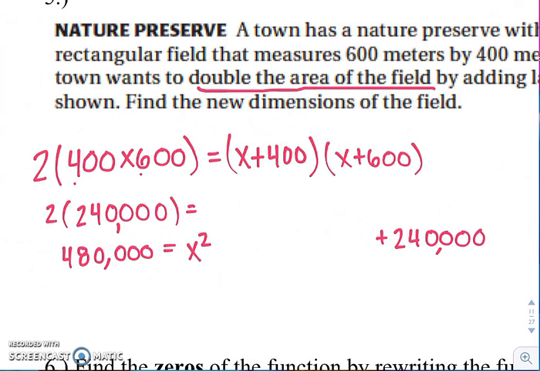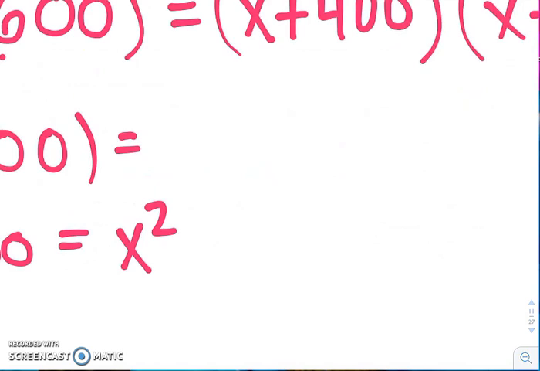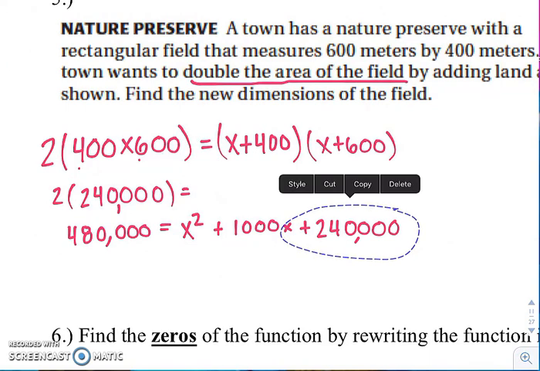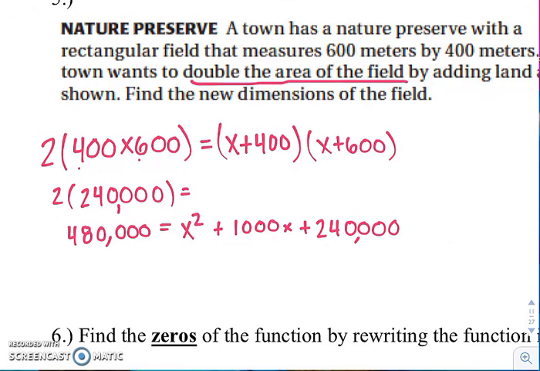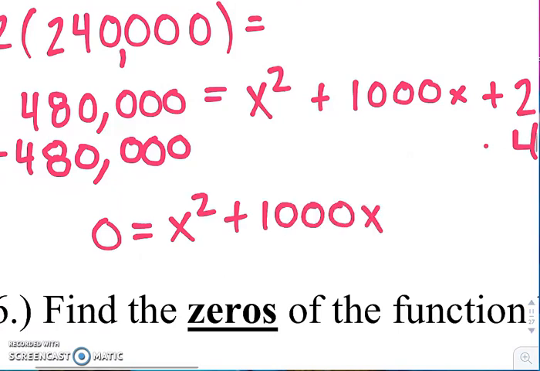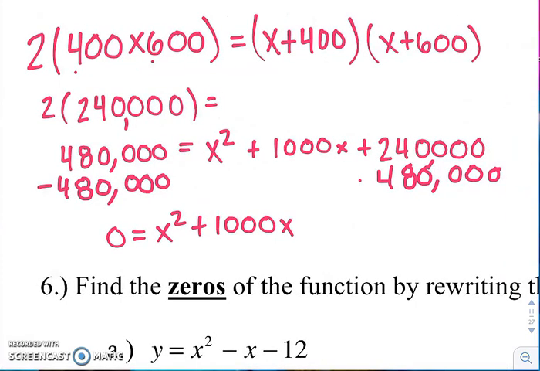And 400 plus 600 is 1,000, so 1,000x. So x squared plus 1,000x plus 240,000. I'm going to subtract my 480,000 because, in order for us to be able to factor this, our equation has to be equal to 0. So we get 0 equals x squared plus 1,000x, and 240,000 minus 480,000 gives us negative 240,000.